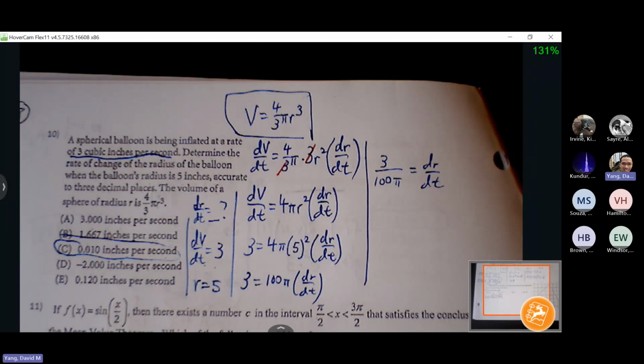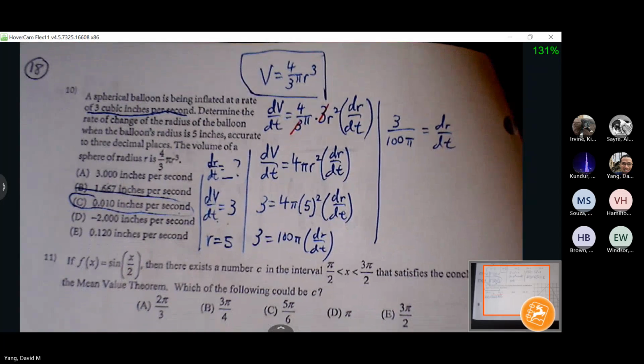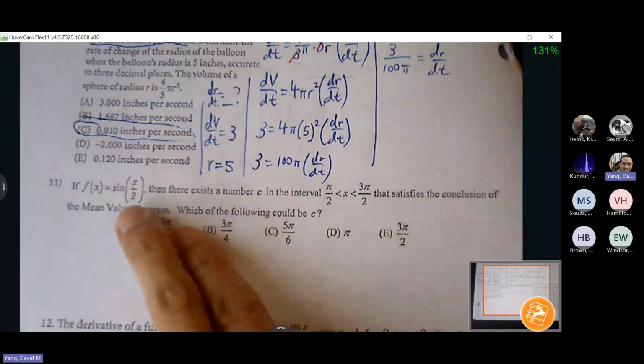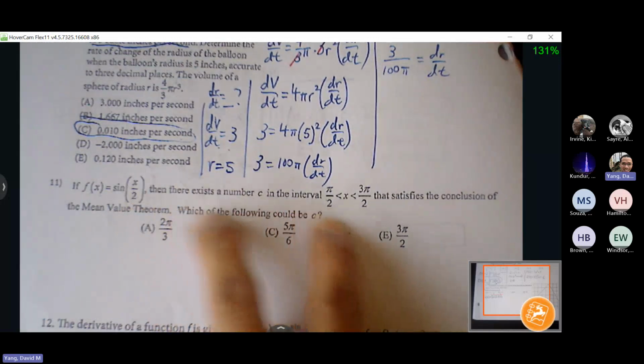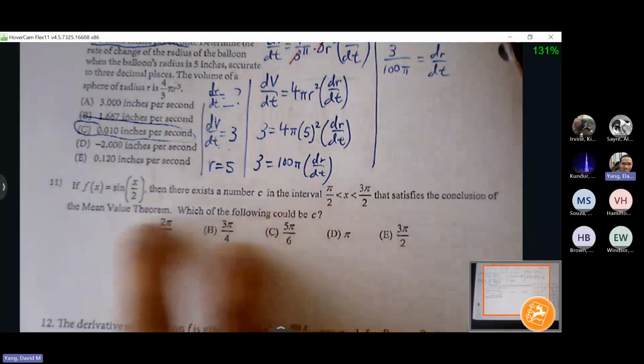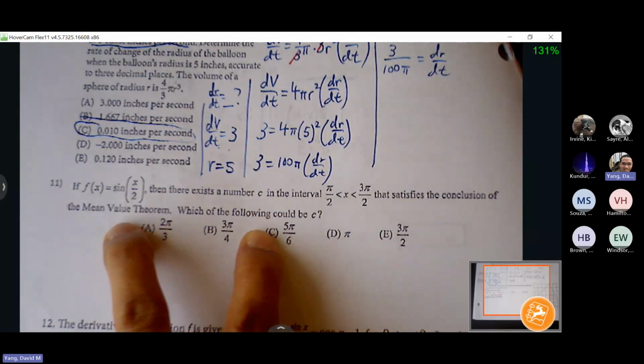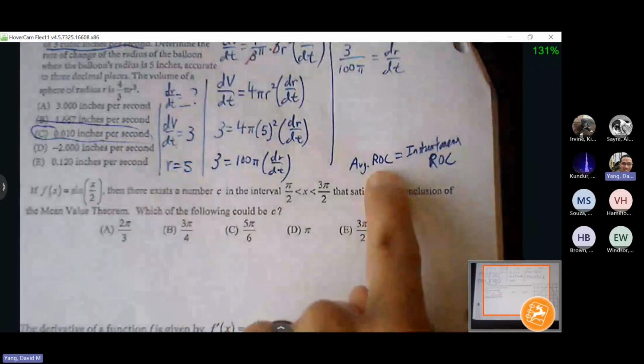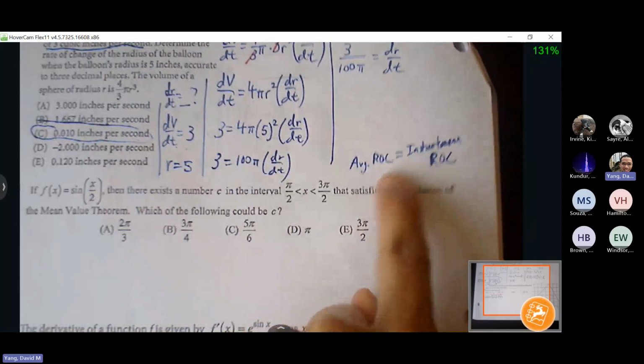Okay, everybody good? All right, number 11. We have a function sine of x over 2. There exists a number such that the mean value theorem can be satisfied. So the mean value theorem is basically saying set the average rate of change equal to the instantaneous rate of change. What I mean by that is you find the slope between the endpoints, you set it equal to the derivative, and that's it.